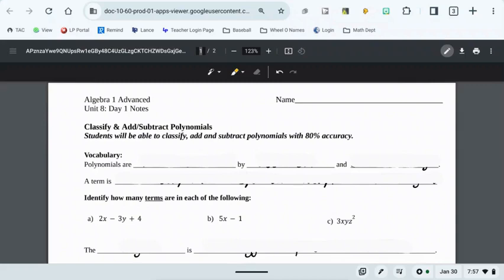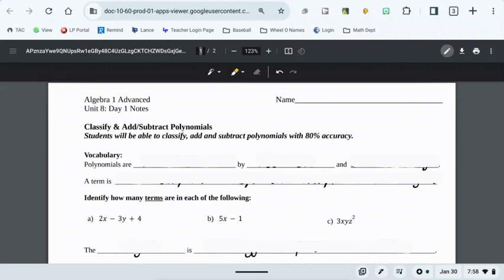Hey everyone, welcome in to Unit 8, Day 1 notes. Today we're going to focus on classifying and adding and subtracting polynomials. Our objective today will be that students will be able to classify, add, and subtract polynomials with 80% accuracy or higher. Okay, so welcome to the first day of Unit 8.